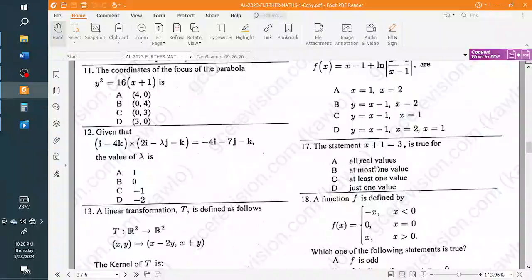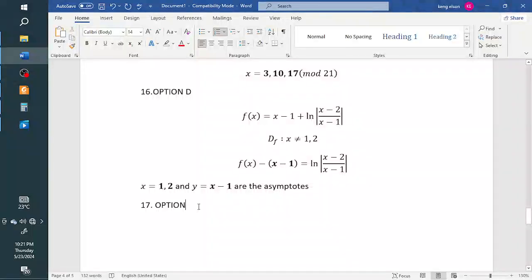Option A says all real numbers, false. Option B says at most one value, that's false. It's not a quadratic or a cubic or a quintic or a quartic. Option C says at least one, which means one or more, and option D says just one. Yeah, option D. Since there was not much analysis here, we are going to do a bonus question, 18.